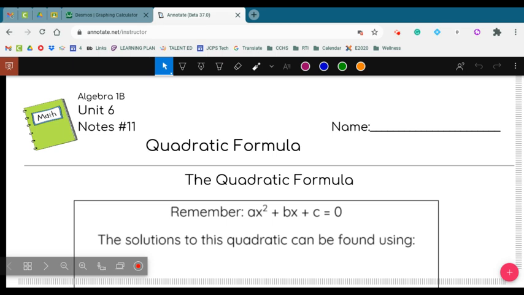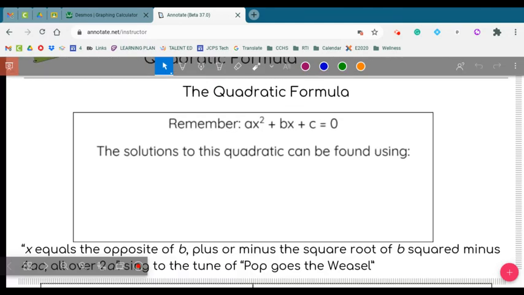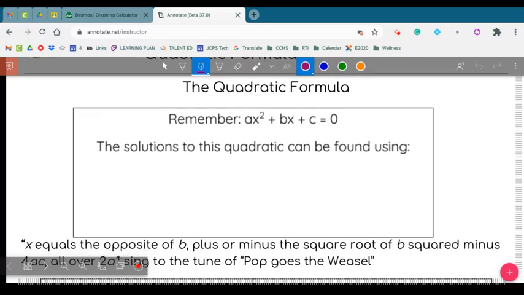Okay, today we're going to do our Unit 6 notes number 11, which is going over the quadratic formula. So we're going to fully go over it today. We want to remember that ax squared plus bx plus c is the form we want to get it into before we start plugging it into our quadratic formula and identifying our a, b, and c values.